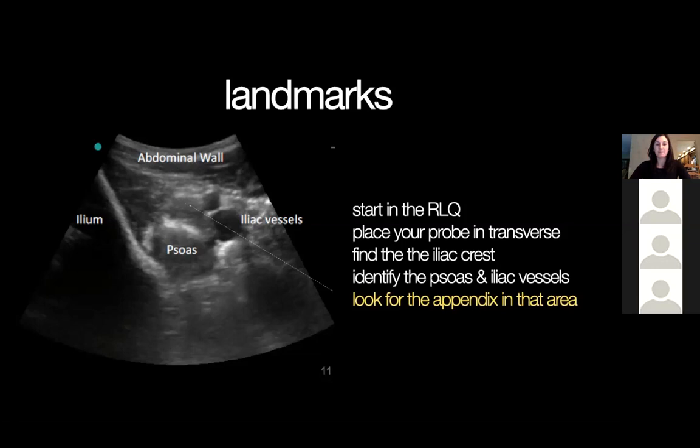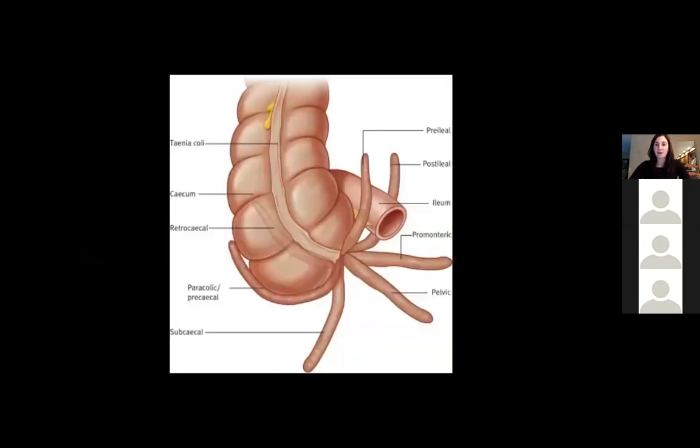Remember the anatomy. The problem with the landmark is that the appendix can lie anywhere. So that's a beautiful picture of a cecum. That is actually the cecum all the way down. And then the appendix can take off anywhere. It can take off a little bit more superior, inferior, lateral, medial, and then retrocecal, where there's no way you're going to be able to find it, honestly, with ultrasound. So this is why you need some other techniques.